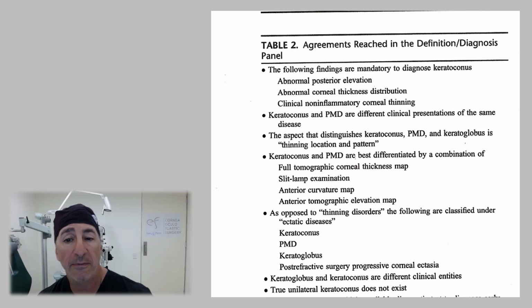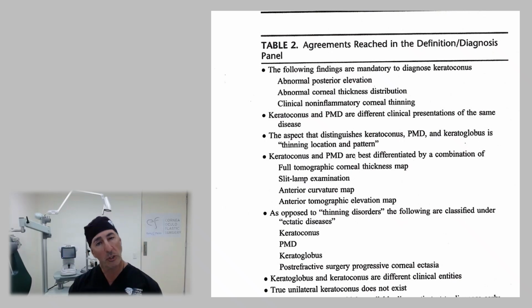The first one says the following findings are mandatory. It talks about the shape, the bulge, and the thickness and lack of inflammation. And they're key. So if your eyes are red and swollen, that's not keratoconus. Next one, there are different patterns. One's called keratoconus, one's called PMD, pellucid marginal degeneration. We were taught they were different diseases. They're not. They're different presentations of the same disease, and that is key.